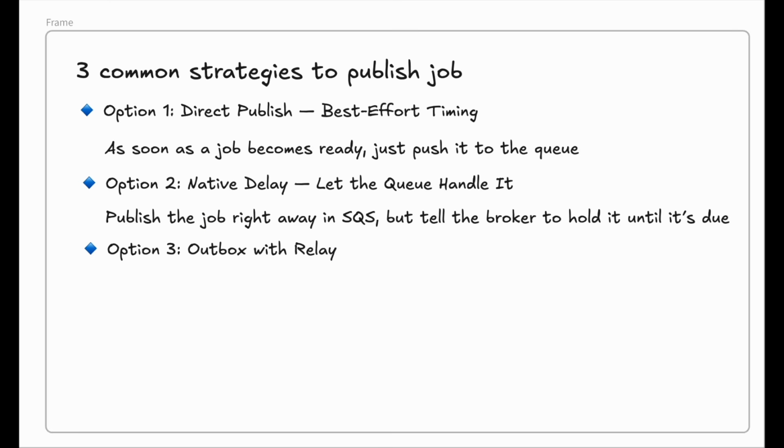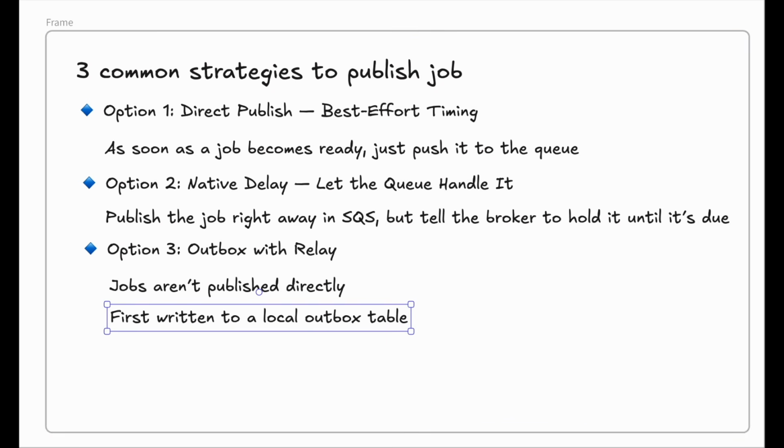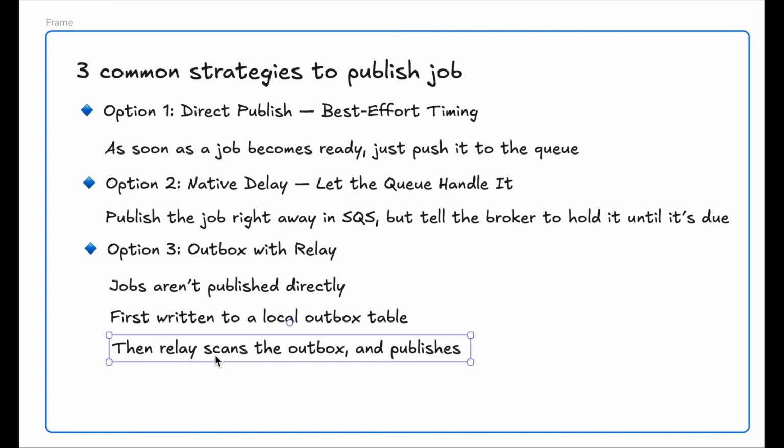Option 3. Outbox with relay, and this one is the most sophisticated one. Here, jobs aren't published directly. Instead, they are first written to a local outbox table inside your database, in the same transaction as your job record. This ensures atomicity. Either both the job and outbox are written, or neither. Then, a separate lightweight process called a relay scans the outbox and publishes jobs only when their available_at time has arrived. This option is broker agnostic, supports retries and jitter, and gives you fine-grained control over execution timing.